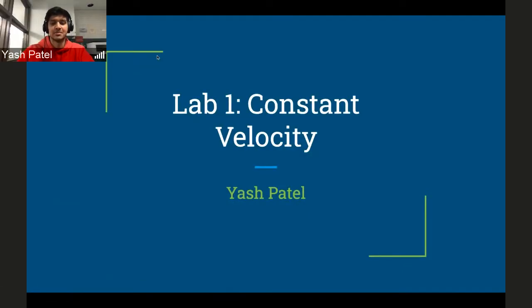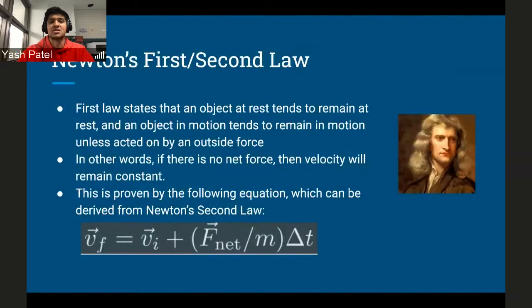Constant velocity. The basis for this experiment was Newton's first and second law. Newton's first law states that an object at rest tends to remain at rest, and an object in motion tends to remain in motion unless acted on by an outside force. In other words, if there is no net force, then velocity will remain constant.